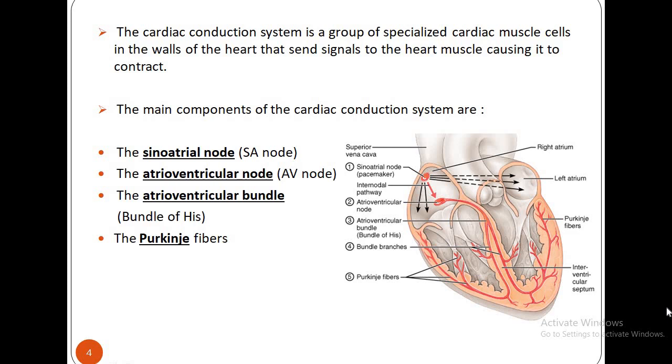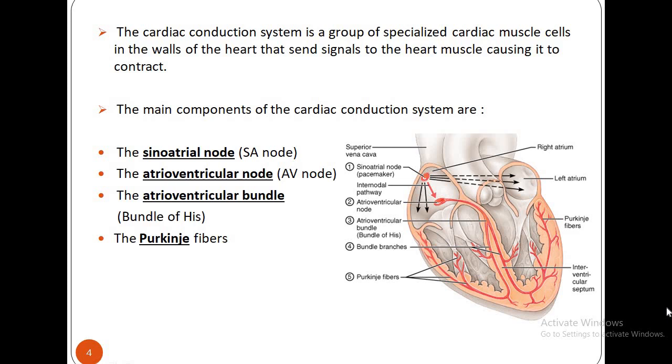The cardiac conduction system is a group of specialized cardiac muscle cells in the walls of the heart that send signals to the heart muscle, causing it to contract. The main components of the cardiac conduction system are the SA node, the sinoatrial node, the atrioventricular node or the AV node, the atrioventricular bundle or the bundle of His, and the Purkinje fibers.